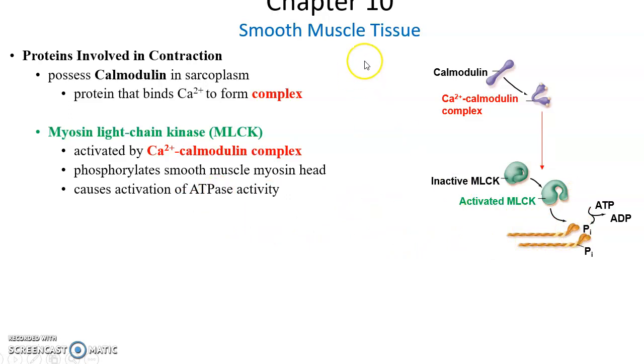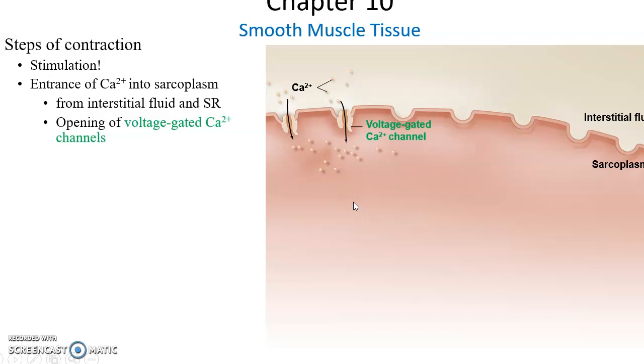So again, calcium ion concentrations increase and bind to calmodulin. Calmodulin changes into the calcium calmodulin complex. That activates myosin light chain kinases, which then phosphorylate the myosins in the thick filaments, thereby activating them so that they can begin the contraction cycle.